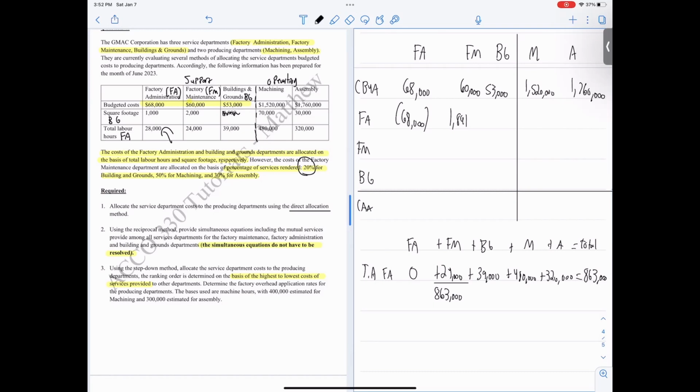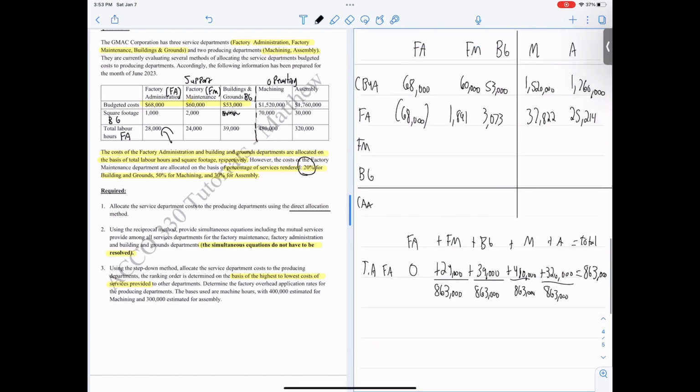So 1,891. Then our next proportion, building and grounds uses 39,000 over the 863. So 68,000 times 39 over 863. That gives you 3,073. Then next up, we have machining. So machining is 68,000 times 480 over 863. That's 37,822. Then 320 over 863 for assembly. That gives you 25,214.